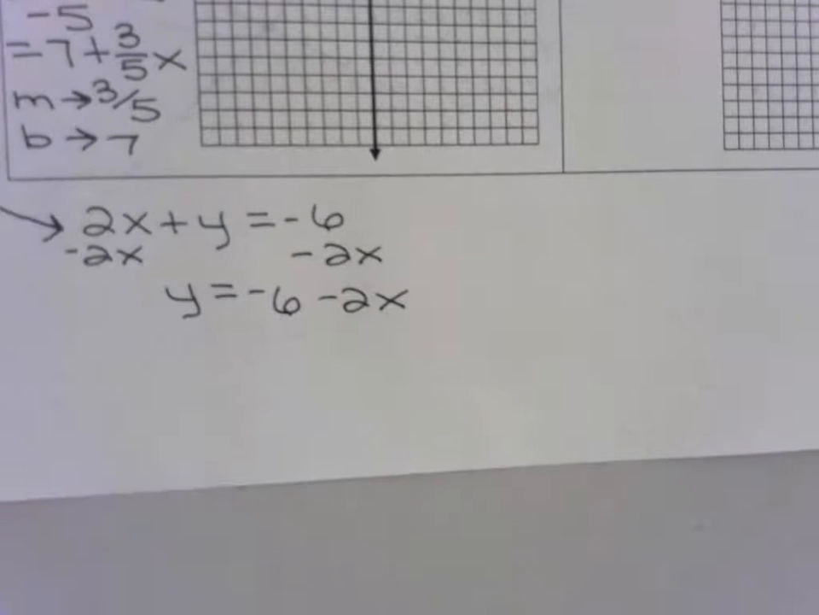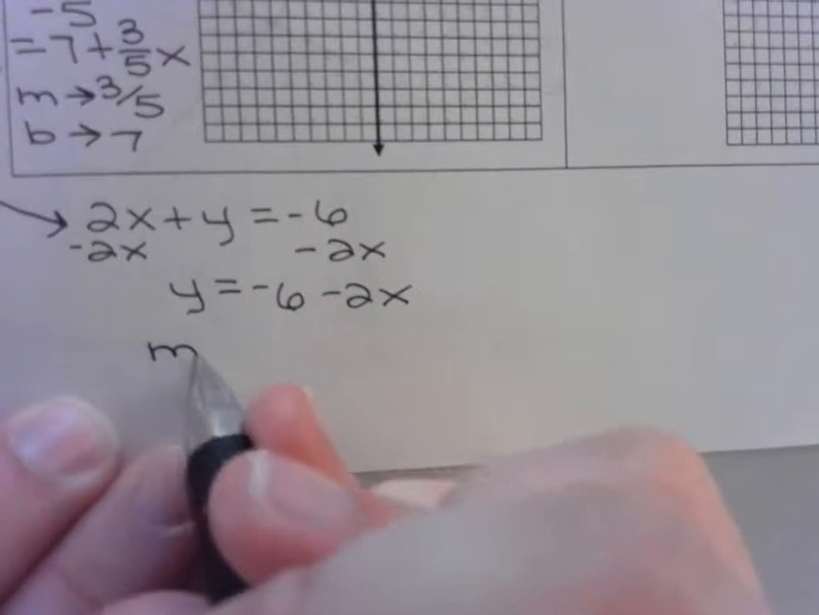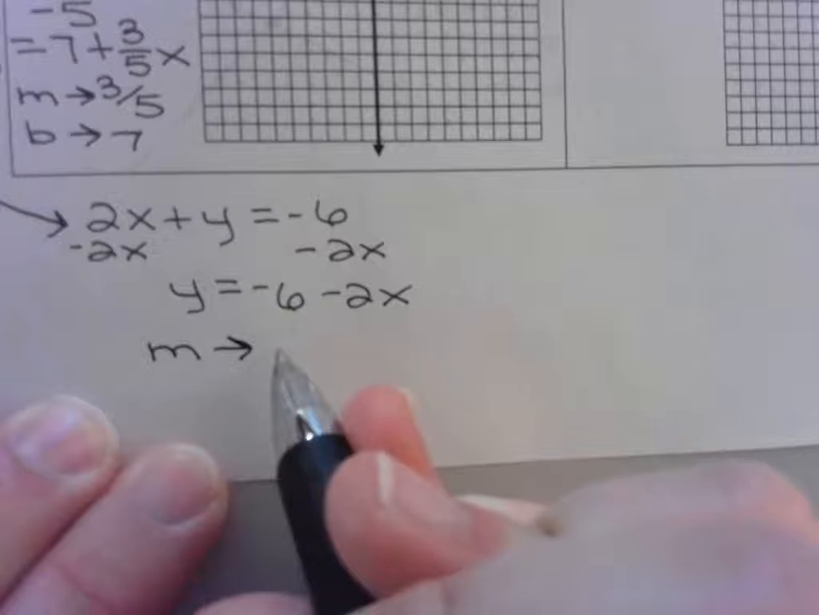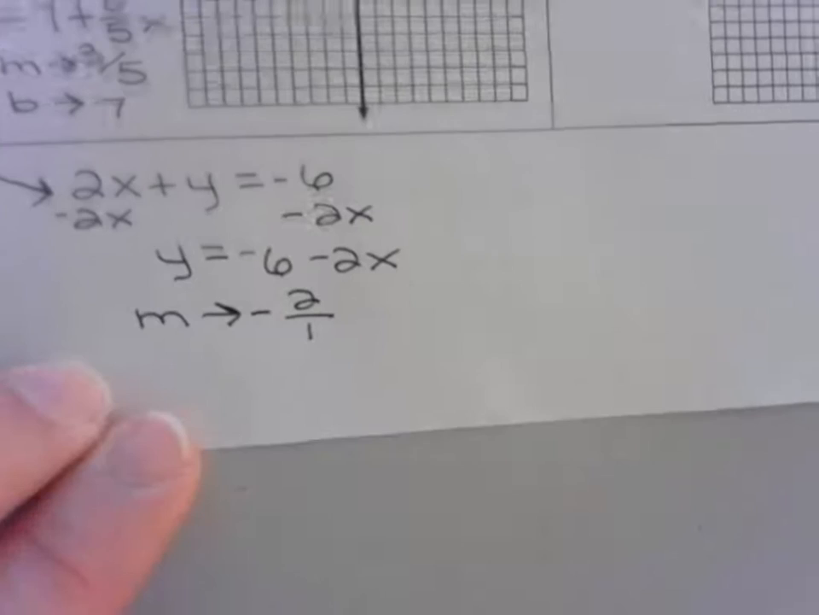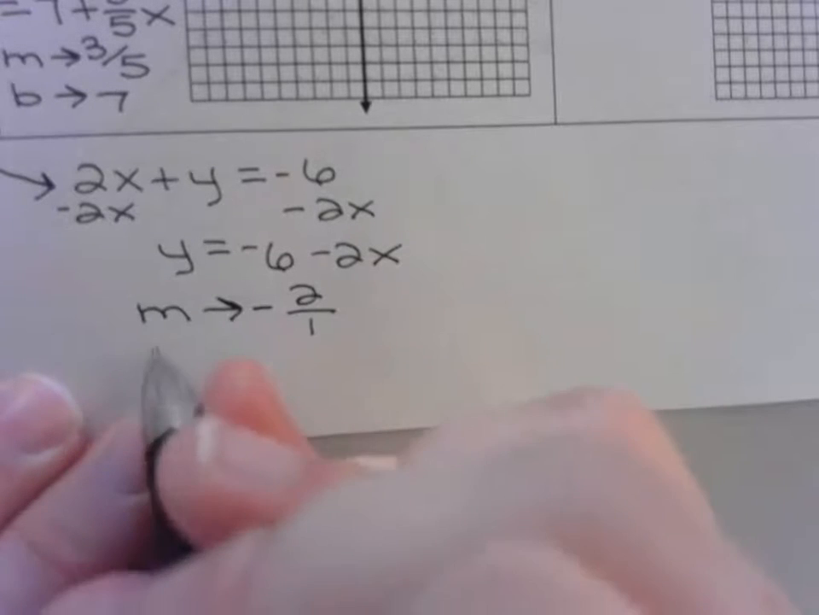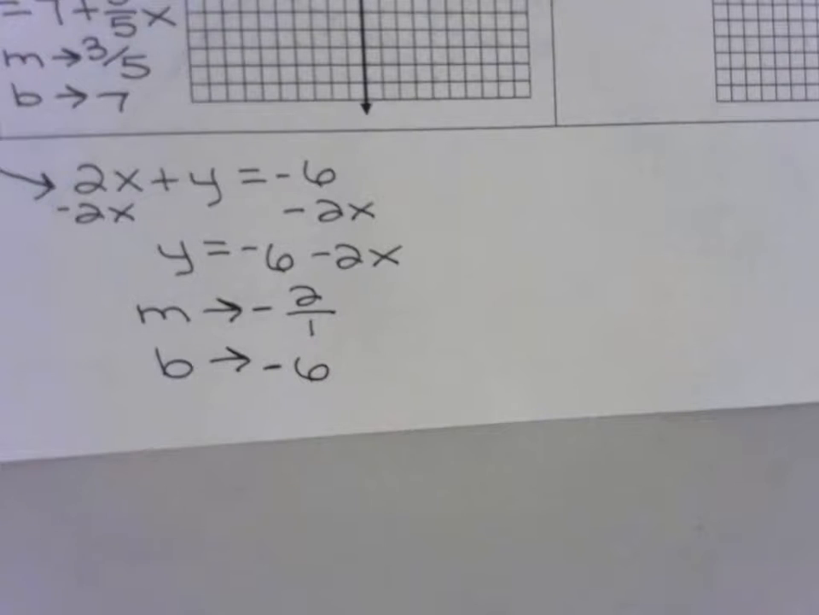There's no number in front of y, so I don't have to divide on this one. Slope? Negative 2 over 1. X is not part of the slope, so negative 2 over 1. Y-intercept? Negative 6. Good. My slope is negative, so I'm thinking in the back of my mind, my line should be going downhill.